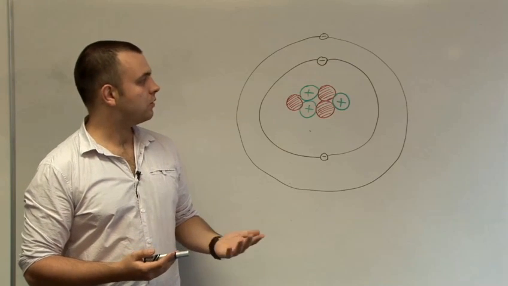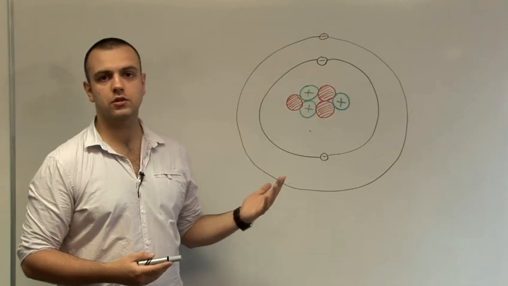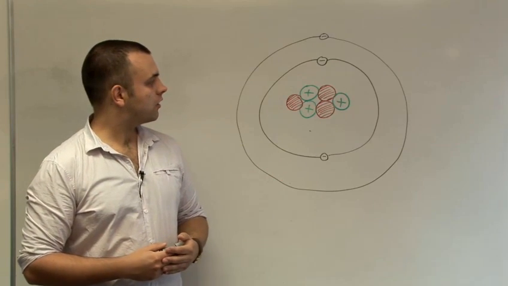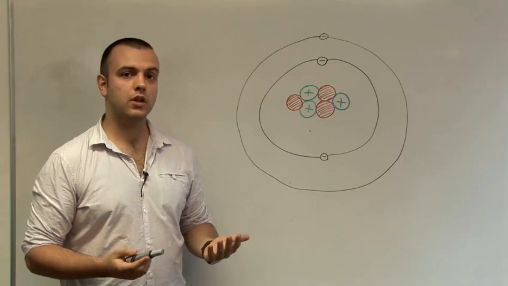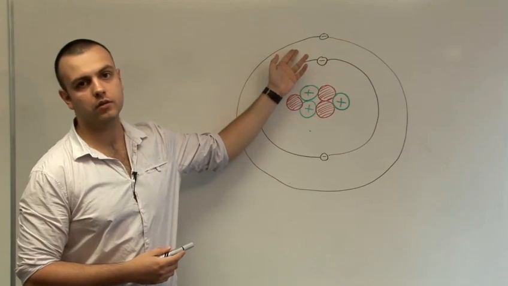Lithium has 3 protons, which means, since an atom is neutral, it also has 3 electrons. Now, the first layer surrounding the nucleus can only take 2 electrons. So when you have 3 electrons, the third one has to go in the second layer.